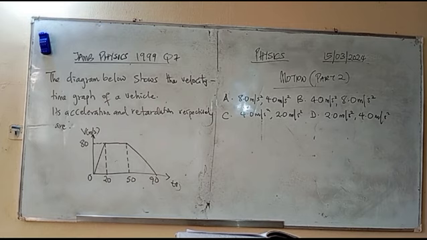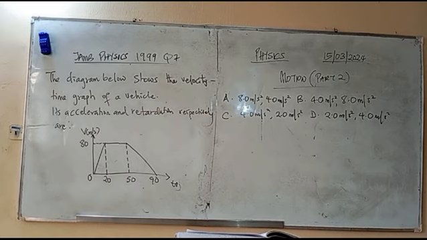You are not asked to find the distance. You are asked to find the acceleration and retardation. When you find the area under the graph, that is the distance. The question says find the what? Acceleration and what? Retardation. For you to be able to do that, go back to the definition of acceleration and the definition of retardation. From there, you can come up with the answer. Go back to what you did on acceleration and retardation before you can solve the question.